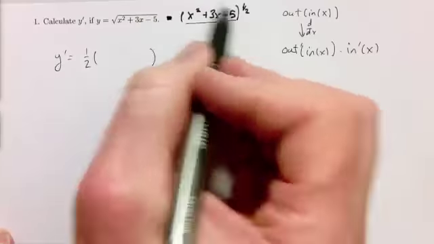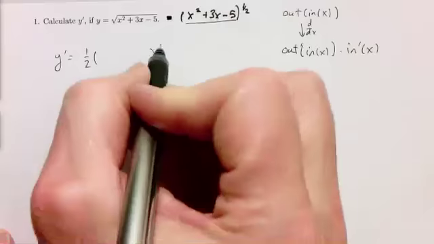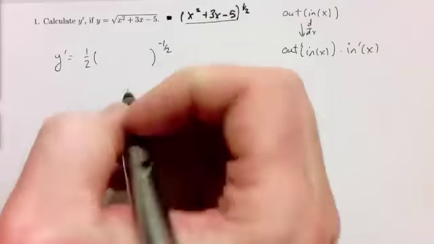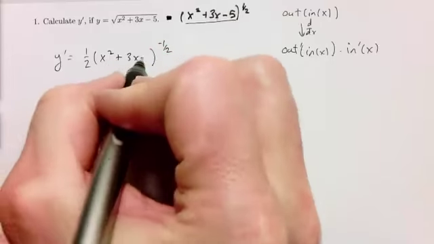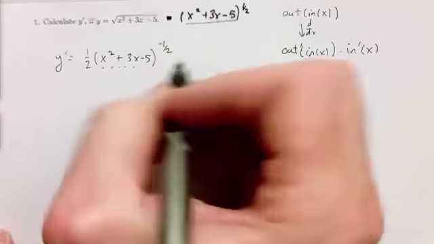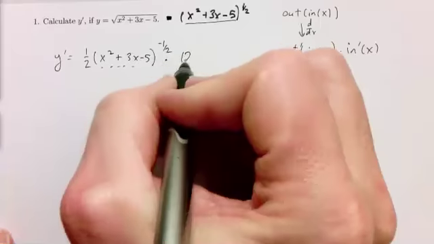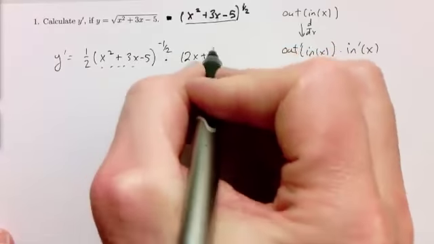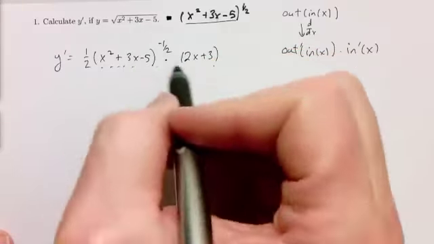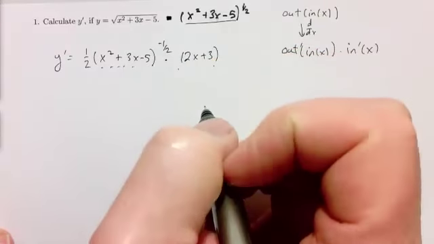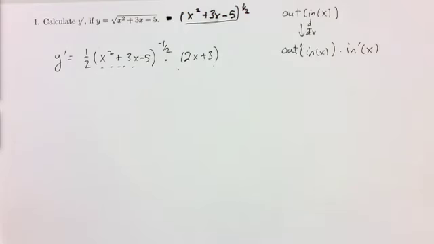So I'm bringing the 1/2 to the front, leaving the inside alone, reduce the exponent by 1. Okay, now I can put back the inside. Then I have to chain the derivative, multiply by the derivative of the inside, so 2x plus 3. These parentheses here are critical. If you leave them off, then you're just meaning times 2x, and it doesn't have the same meaning. So be careful with those.